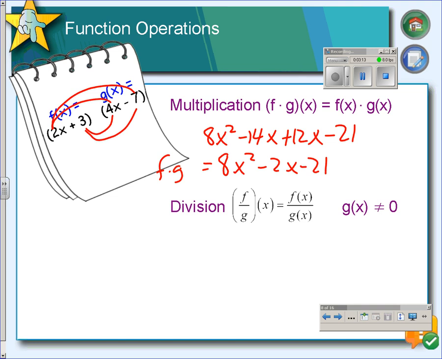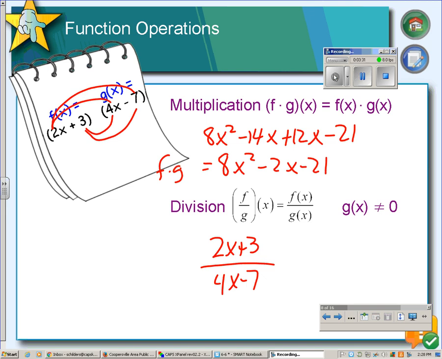For division, you really just set it up as f over g. If your fraction reduces, then you are required to reduce it. In this case, we are not able to reduce that. Next, we have to determine the domain.